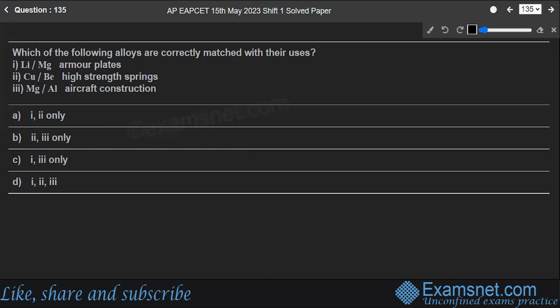Which of the following alloys are correctly matched with their uses? First one, lithium and magnesium, armor plates. Copper and beryllium, high strength springs. Magnesium, aluminum, aircraft construction. Actually, all these are correct. All the alloys are correctly matched with their uses. Lithium, magnesium is used in the armored plates. Copper, beryllium in high strength springs, and magnesium, aluminum in aircraft construction. So the option is the correct one.